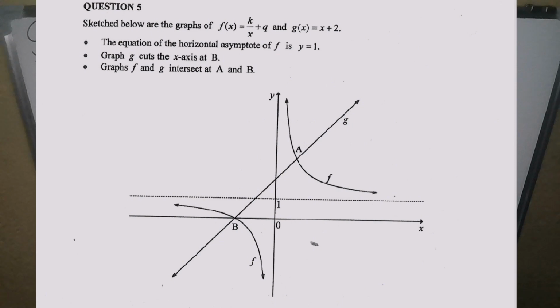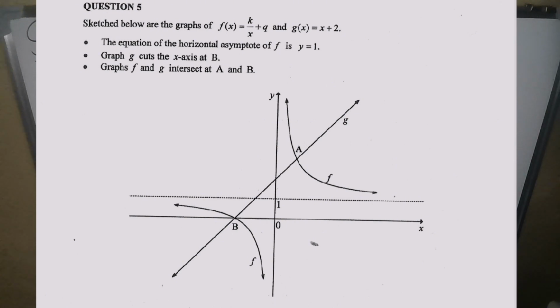Today it's the functions Grade 10 previous question papers. This one I took from 2019, question number 5. It reads as follows: Sketched below are the graphs of f(x) = k/x + q and g(x) = x + 2. We have two graphs here. The first one, f(x), is a hyperbola, and the second one is a straight line, or linear function.